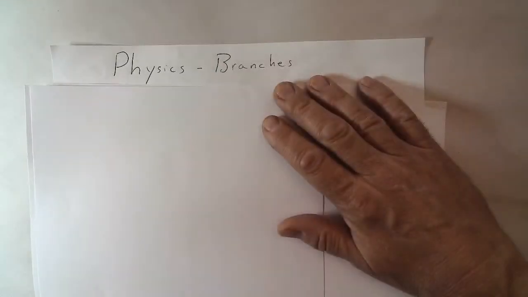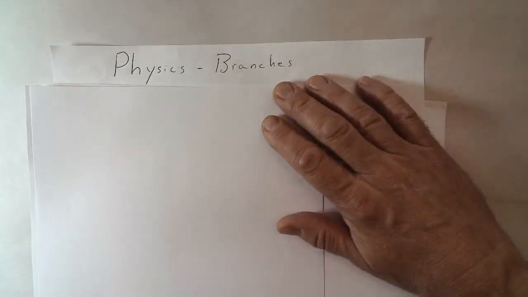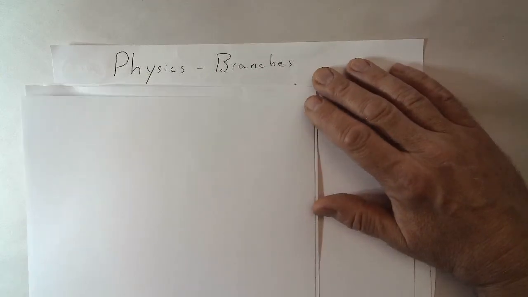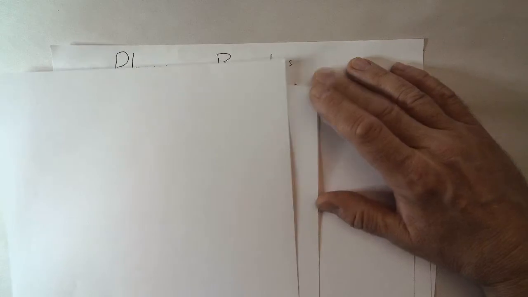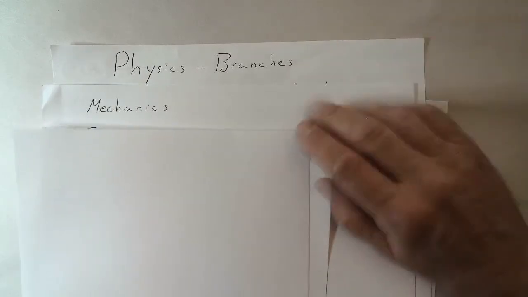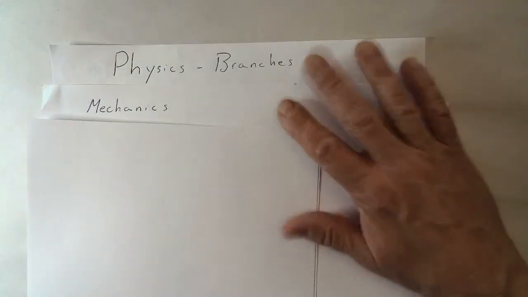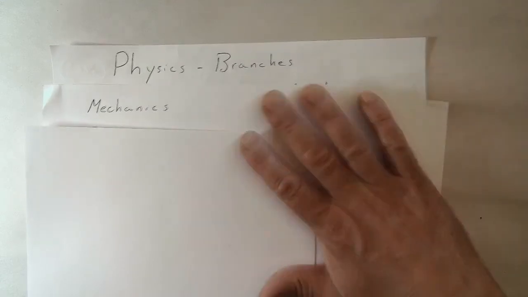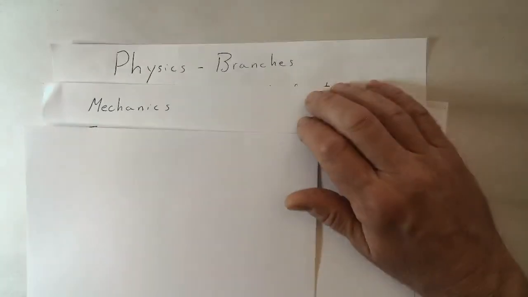Okay, let's talk about the branches of physics. How do we split physics up to make it relatively easier to study? All right, the major branches of physics, then. The first is mechanics, which is the study of motion and moving objects. Any motion, we study it under mechanics.